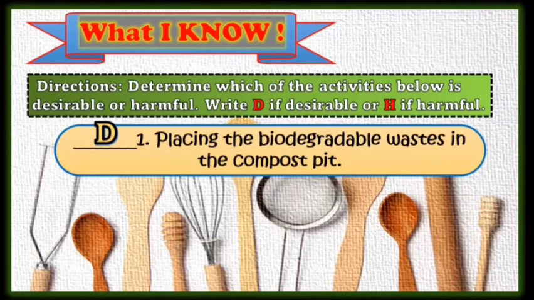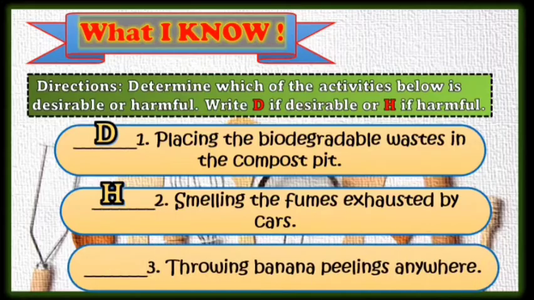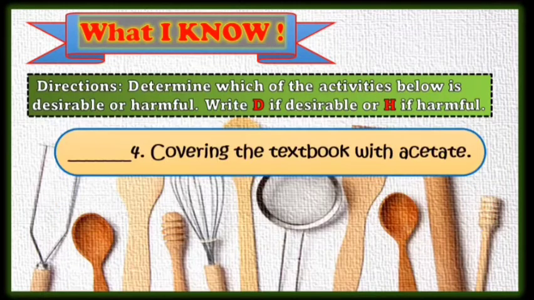Next, number 2, smelling the fumes exhausted by cars. Okay, very good. That is harmful. Next, number 3, throwing banana peelings anywhere. Is that desirable or harmful? Yes, exactly. That is harmful. Next, number 4, covering the textbook with acetate. Yes, that is desirable. And then the last item, burning plastic bottles.